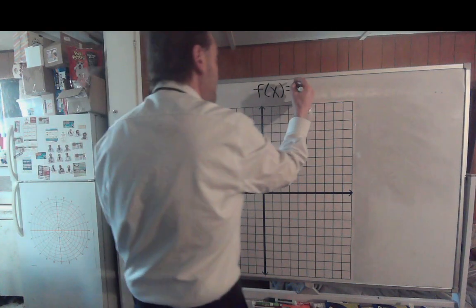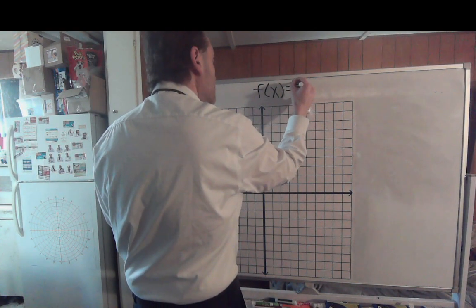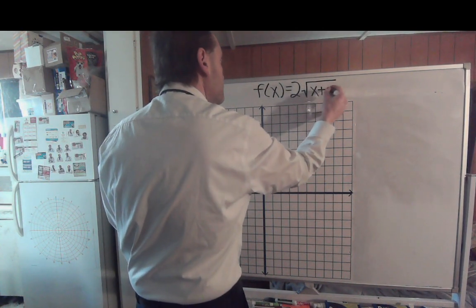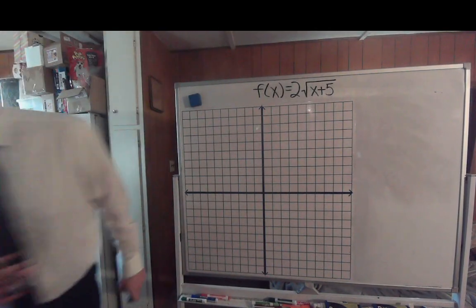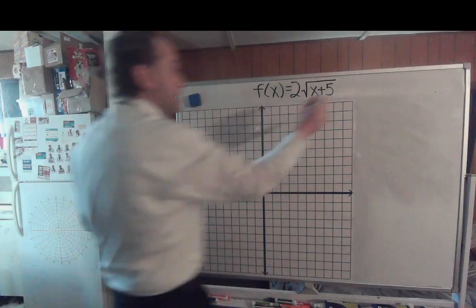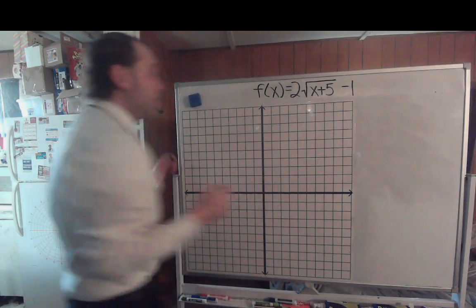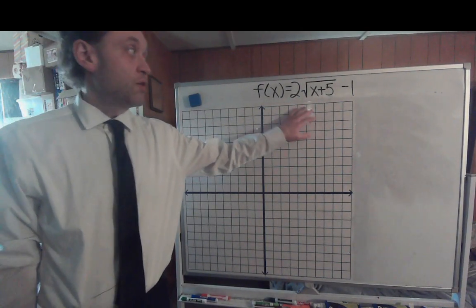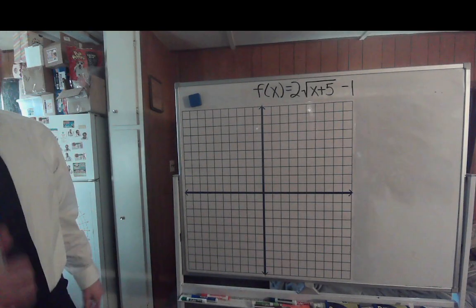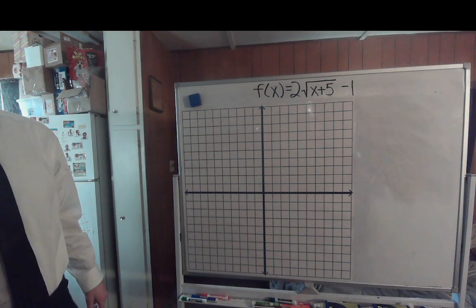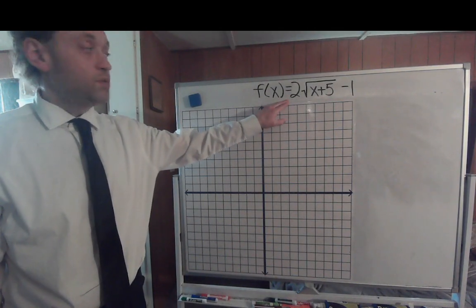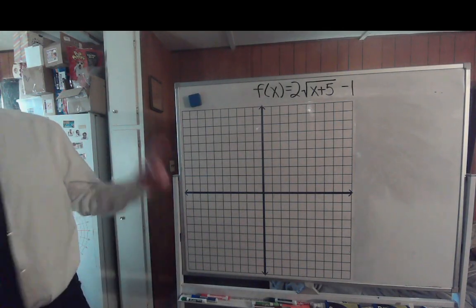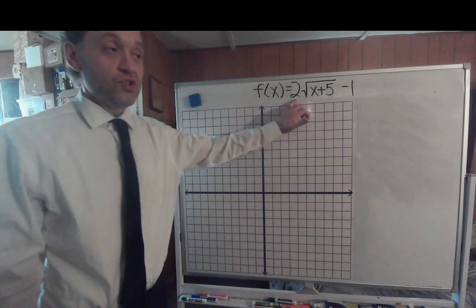Alright, I have like 2 more. Good one. 2 times the square root of x plus 5, that quantity, minus 1. Alright, so f of x equals 2 times the square root of x plus 5, that whole quantity, minus 1. So I have like 3 things going on here. That coefficient of 2 on the square root means I'm going to vertically stretch it by 2 units. So I'm vertically stretching this.